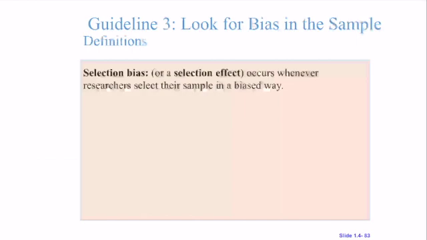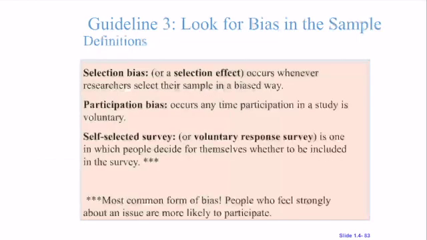Another one is participation bias. So this occurs anytime participation in a study is voluntary, asking for volunteers. People typically only participate in studies they want to believe in, and they want to share their opinion. The last one is a self-selected survey. So this is a voluntary response survey. This can introduce bias because it's one where people decide for themselves whether or not they want to be included in the survey. I'm sure you get a couple of these via email every semester. And this self-selected survey is the most common form of bias because those who feel more strongly about an issue are more likely to participate. If you're just like, I don't care about the food in the cafeteria, you really aren't going to participate in a survey about the quality of food in the cafeteria.